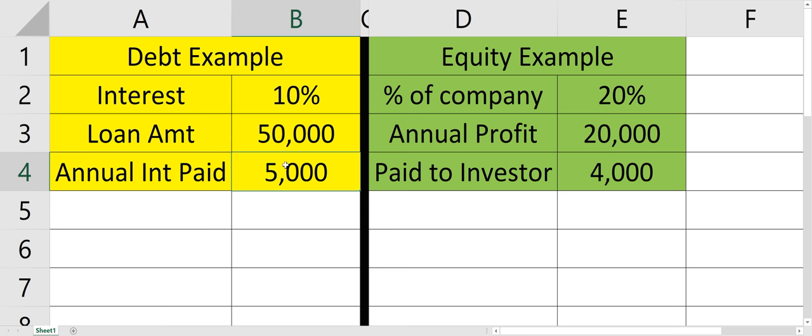Now, there's a lot of things that go into this, and this could be debated a lot of ways. I do understand that when you have debt, you can write it off, so that has to be built into this. But for simplicity purposes, I'm not going to talk about that because that could get a little complicated.